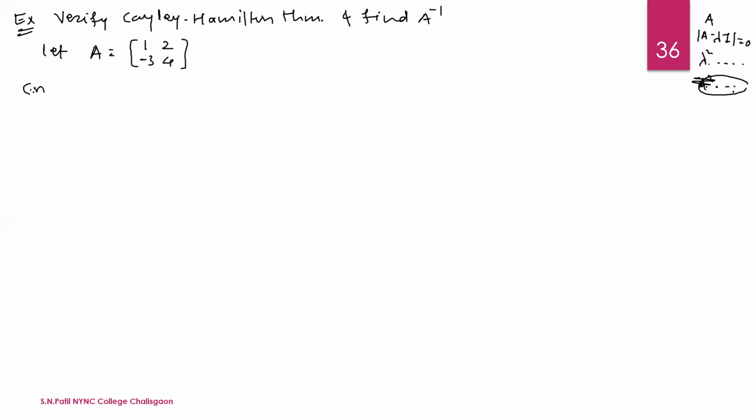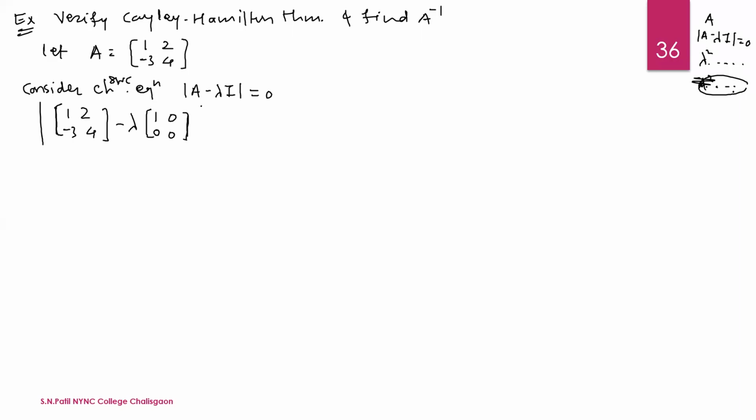Characteristic equation is determinant A minus lambda I is equal to 0. That is determinant, see, this is A, 1, 2, minus 3, 4, minus lambda times. So here if order of A is 2 by 2, then we write here 2 by 2 identity matrix 1, 0, 0, 1, is equal to 0. Now simplify.